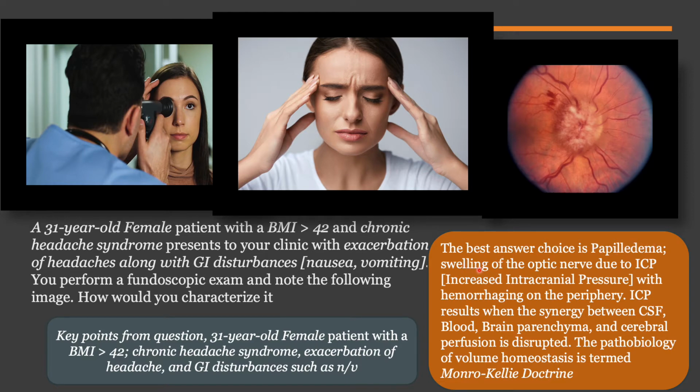Papilledema just means the swelling of the optic nerve due to ICP, increased intracranial pressure. There is also hemorrhaging on the periphery. ICP results when the synergy between the CSF, blood, brain parenchyma, and cerebral perfusion is disrupted. The pathobiology of volume homeostasis in the brain is termed Monro-Kellie doctrine. That's when everything works in synergy.